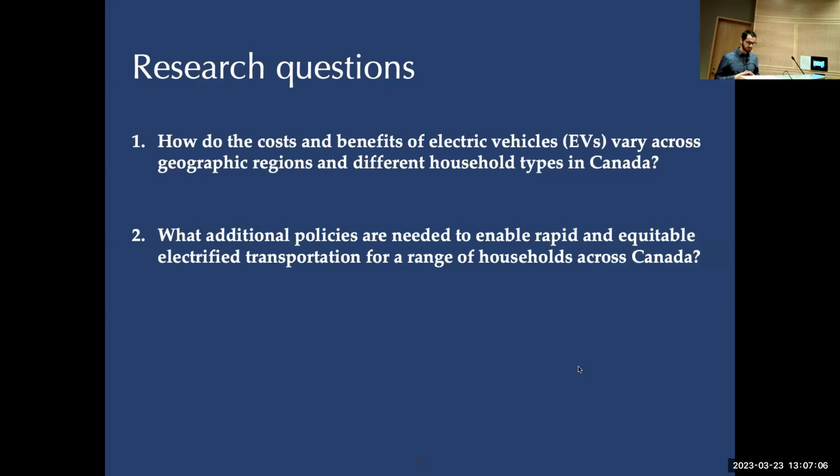And so this is where I set up my research questions. The first one is, how do the costs and benefits of electric vehicles, or EVs, vary across different geographic regions and different household types in Canada? Then, following from the gaps and disparities identified in that first question, the second research question I pose is, what additional policies do we need to enable rapid and equitable electric transportation for a range of those households across Canada?